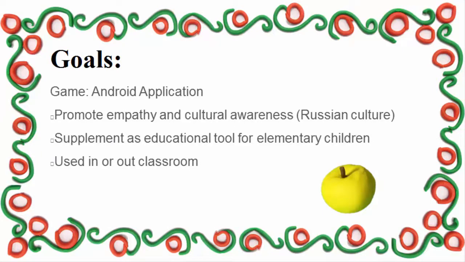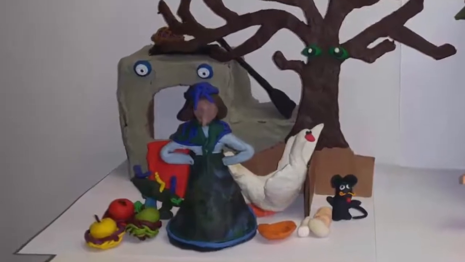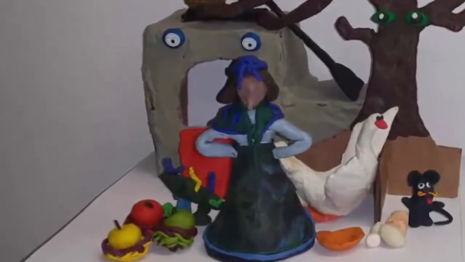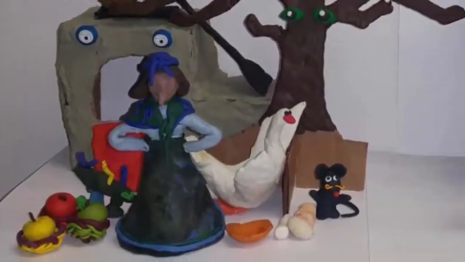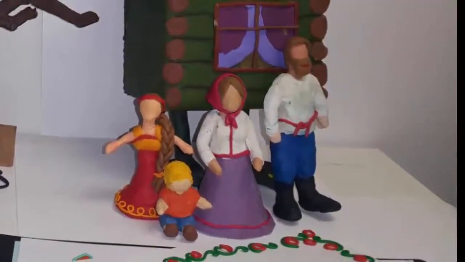Our game is an Android application that aims to promote empathy and cultural awareness, specifically in Russian culture. We hope this app can be used as an educational tool both in and out of the classroom. The characters for our story are made entirely out of clay. We have Baba Yaga and her house on chicken legs, who is a recurring character in Russian fairy tales. In the Magic Swan Geese, we have our main character, Alyonushka, her family, and the rest of the characters she meets throughout the story.